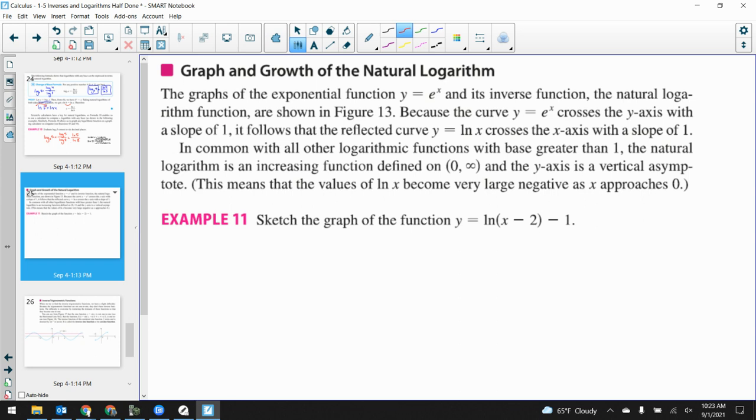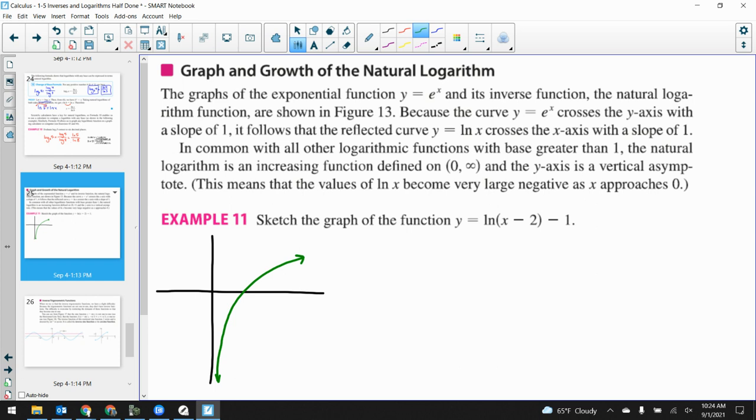The graphs of the exponential function y equals e to the x and its inverse function, the natural logarithm function, are shown. Figure 13, which is in the book, sorry. What are we doing here? Oh, we're just graphing ln of x minus 2, minus 1. So let's graph a natural logarithm by sketching it using the transformations that we know. Now, thinking about my parent natural log, I'll put it in green. This is our parent natural log.